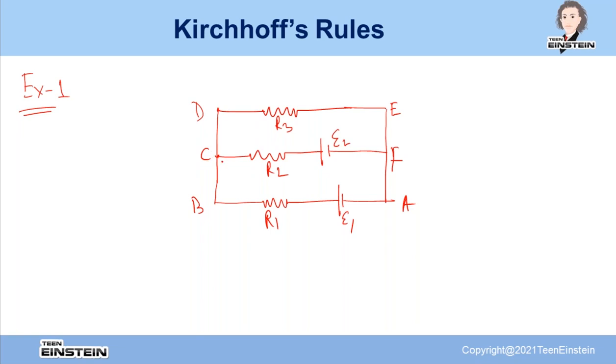Again, I can show you another loop. So this is a loop, and this is C, F, or maybe I'll go from here A to B to C, then F, A. This is another loop. So there are two loops over here. So this is how you can identify various loops in the circuits.